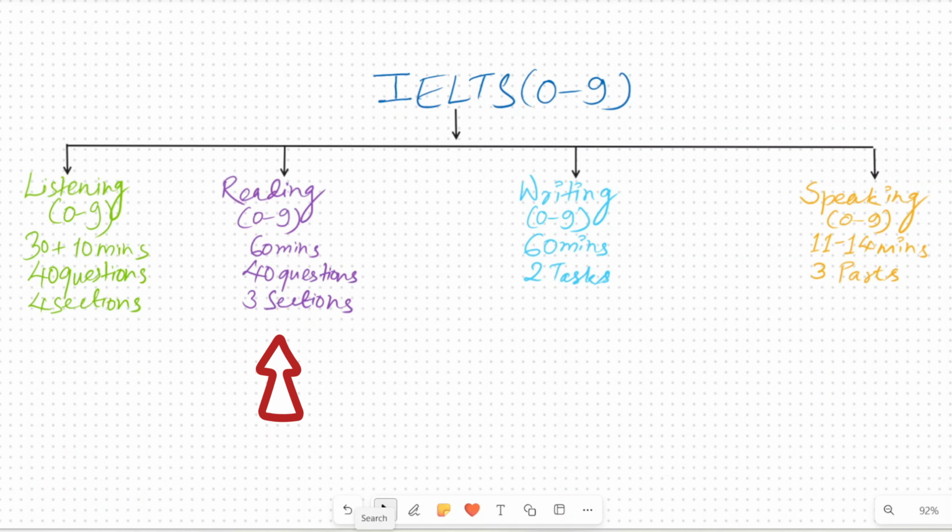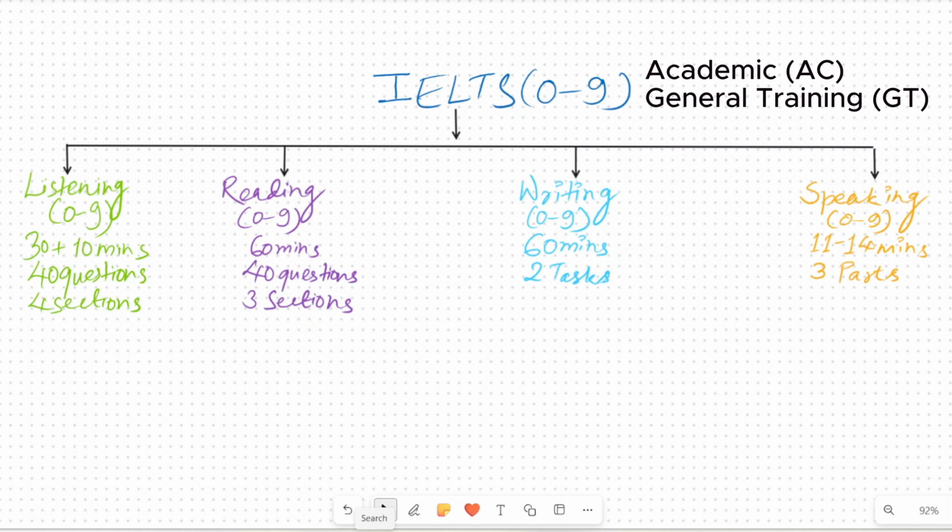And those 40 questions will be divided into three different sections. And if you are taking academic IELTS, then you will have three long passages. And if you are taking general training IELTS, so it means that you have got two different types of IELTS: academic and general training. So in general training, you will have short passages which are divided into three different sections, or it is also known as three different parts in reading section.